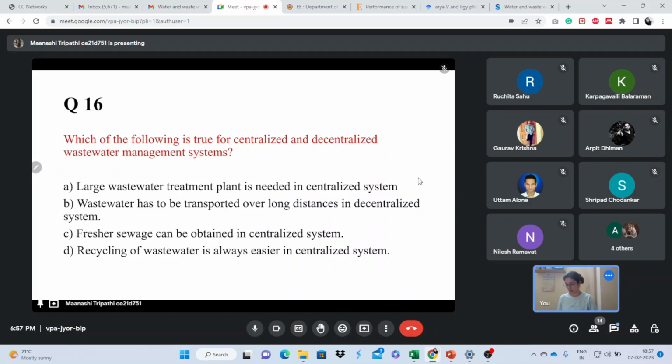So coming to the next question: which of the following is true for centralized and decentralized wastewater management systems? Please answer this question.